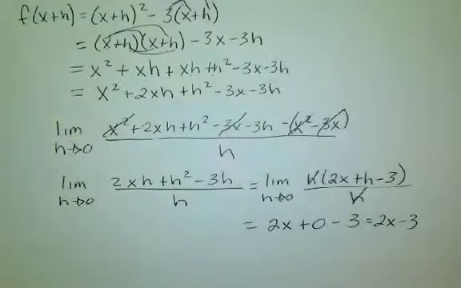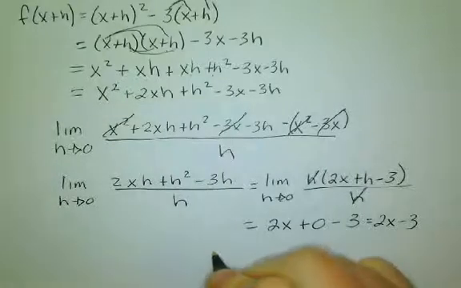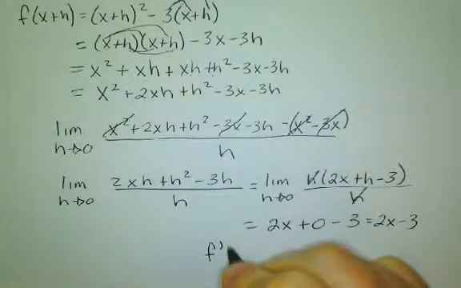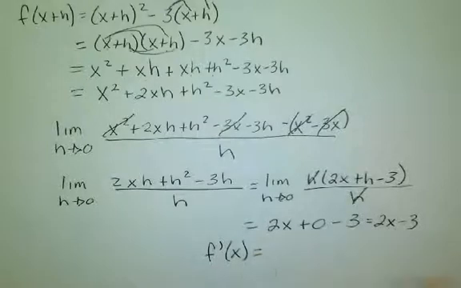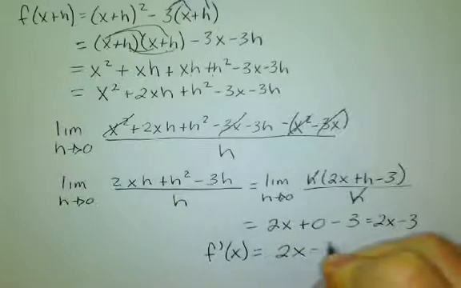The function was given in terms of f of x, so when we write our final answer, it's f prime of x, just like we did y prime. So it's f prime of x is equal to 2x minus 3.